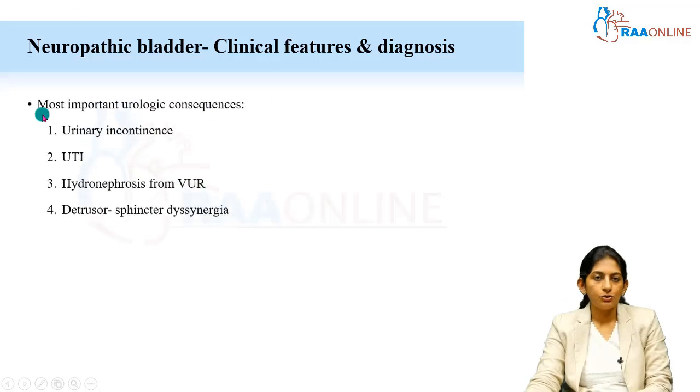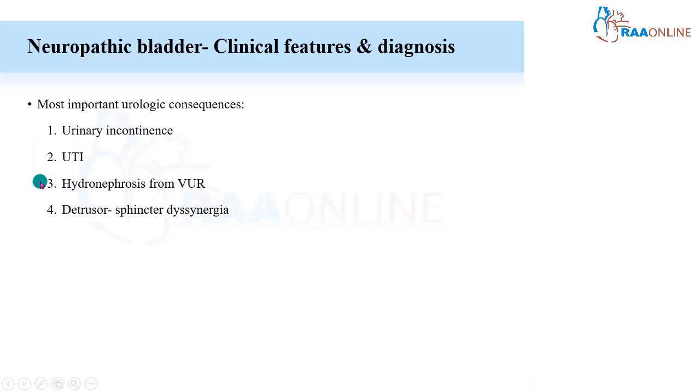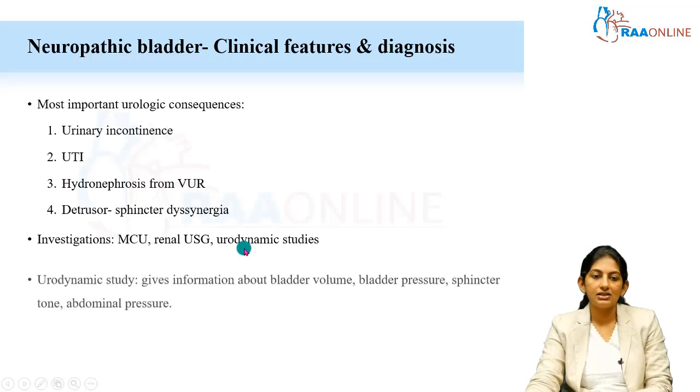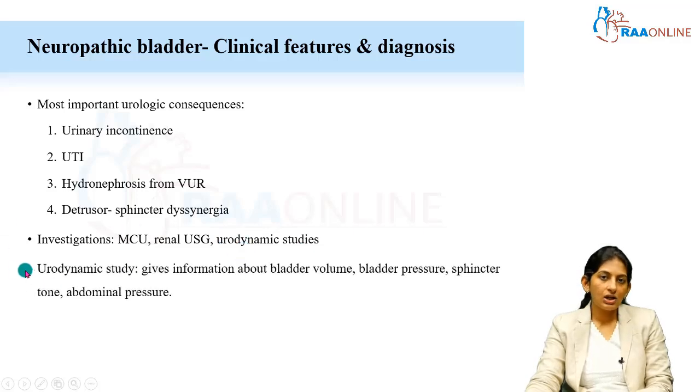So what happens in a neuropathic bladder when there is bladder and sphincter dysfunction? Neuropathic bladder can have urinary incontinence. These patients can have recurrent UTIs, hydronephrosis because of a VUR and detrusor sphincter dyssynergia. So in such instances, we have to do a preliminary investigation like renal ultrasound followed by MCU and, most importantly, a urodynamic study.